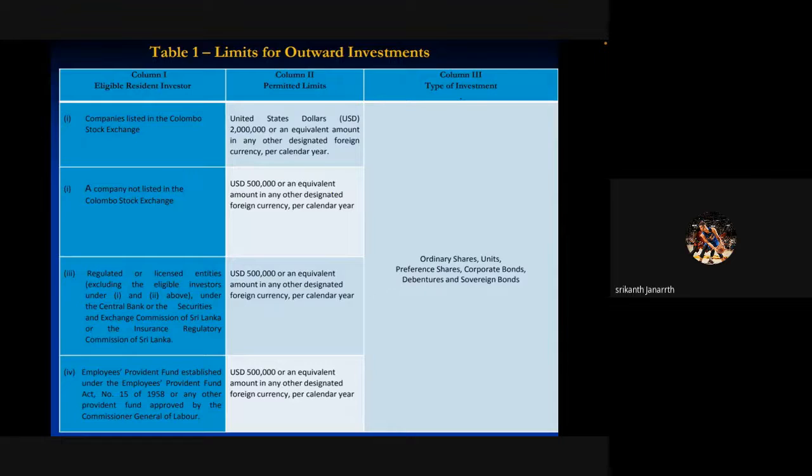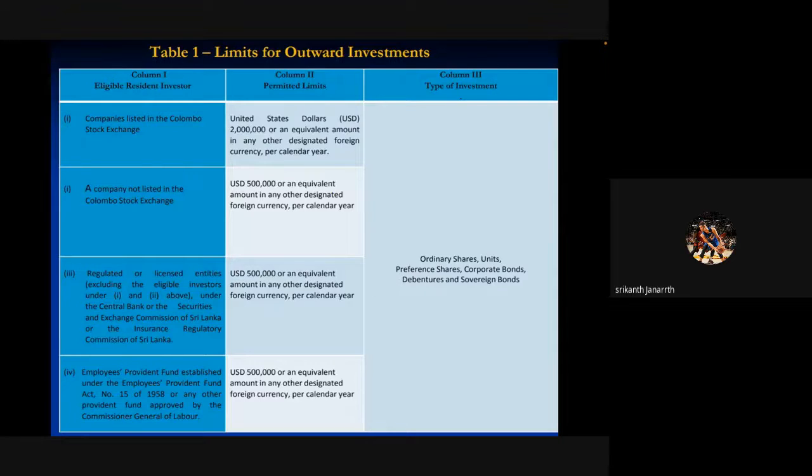So look at the avenues. You can see ordinary shares, unit trusts, preference shares, corporate bonds, debentures, sovereign bonds. Ordinary shares, if you want to buy Google or Microsoft or Apple, you can buy their shares, right? You can buy preference shares also. Corporate bonds are bonds issued by corporate entities, and they can even buy debentures issued by these corporate entities overseas, right? Units also they can buy. And sovereign bonds, like Sri Lankan government treasury bills, treasury bonds, Sri Lanka Development Bonds, the sovereign bonds issued by the respective governments overseas can also be invested in by resident investors in Sri Lanka. And you can see the limitation.